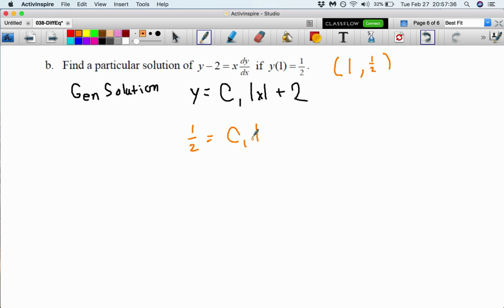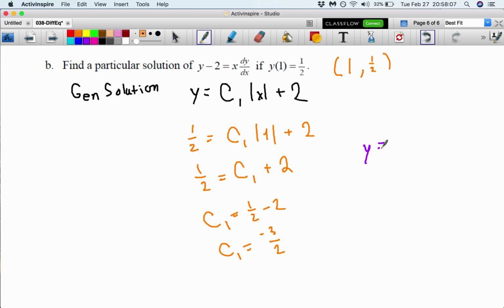A lot of people replace the C1. We don't know what C1 is. That's the whole idea. Absolute value of 1 is 1. 1 times C1 is C1. 1/2 minus 2 if you're scared, -3/2 if you're brave. And you get, as a final particular solution, y equals -3/2 absolute value of x, plus 2.